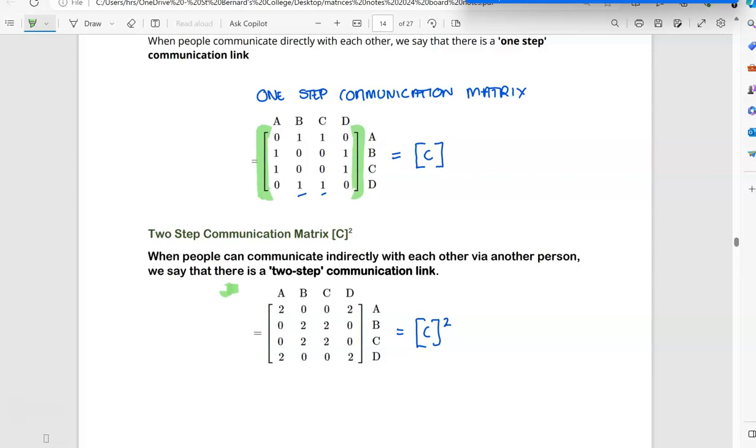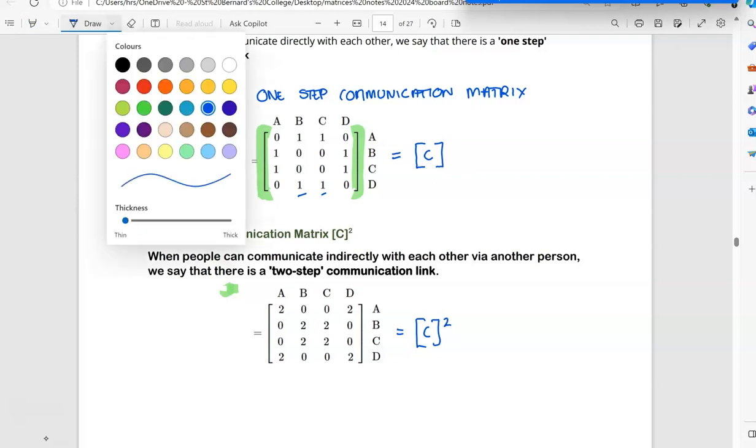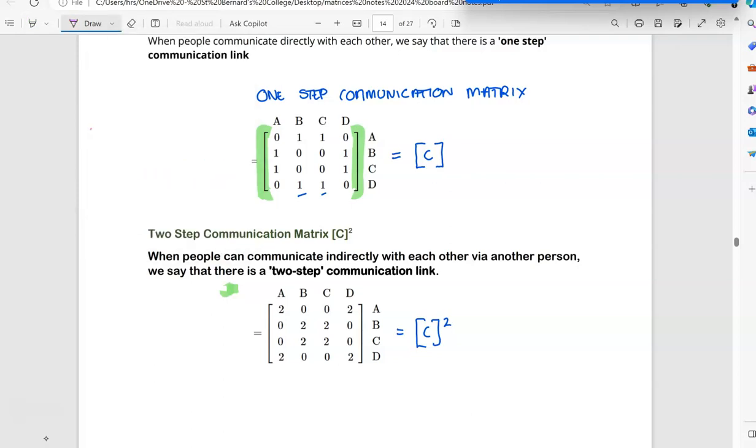Because we really need to understand what it is, you could get it by just taking the 1-step matrix and squaring it, but you need to understand it. So if I pick out a number, say this 2, you can see this 2 is between B and C. So this 2 means that there are 2 options of 2-step communication.